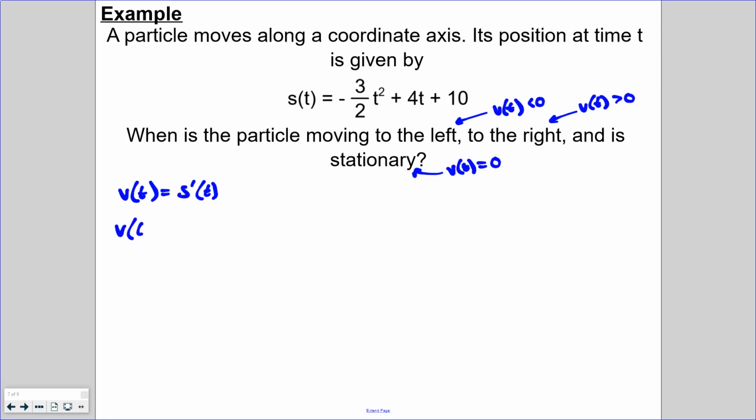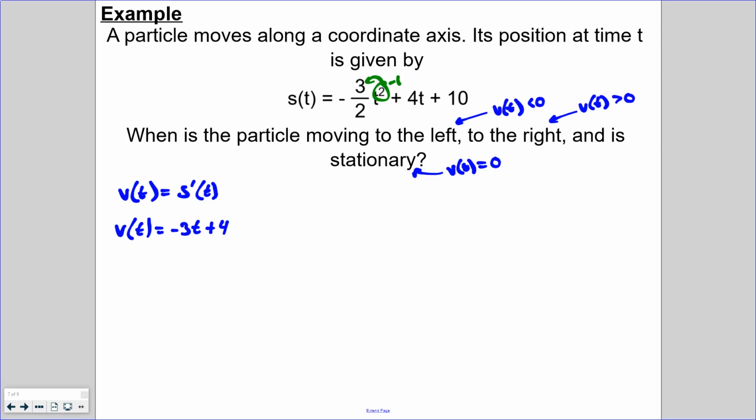And we can find the derivative of s of t, no problem. So we're going to use the power rule here. We're going to take 2 times the negative 3/2, and that's going to give us negative 3t. Then we're going to subtract 1 from the exponent, and that'll just give us negative 3t to the first, or negative 3t. Then we'll take the derivative of 4t, which will be plus 4, and the derivative of 10 is 0. So there we have it. We have our velocity function. Now we just need to figure out when it's positive, when it's negative, and when it's 0.